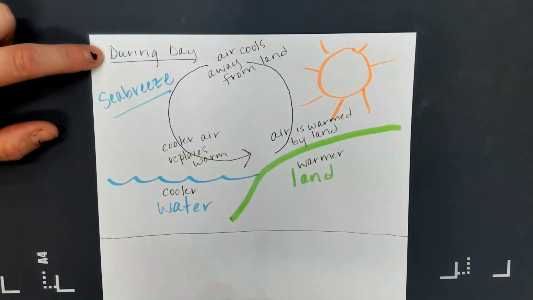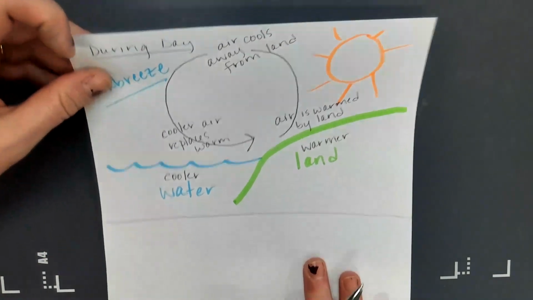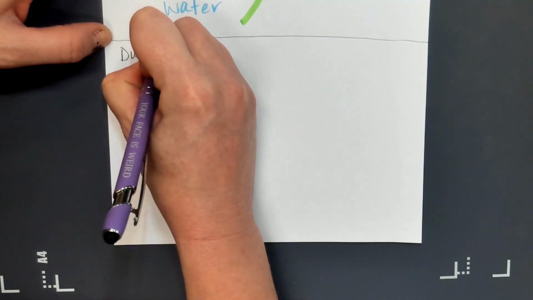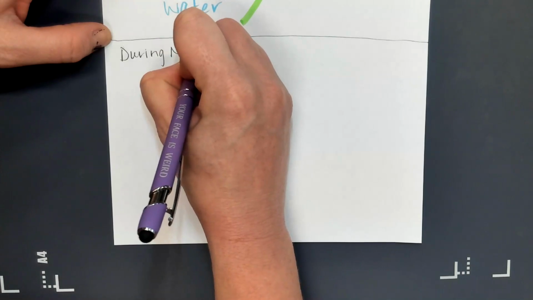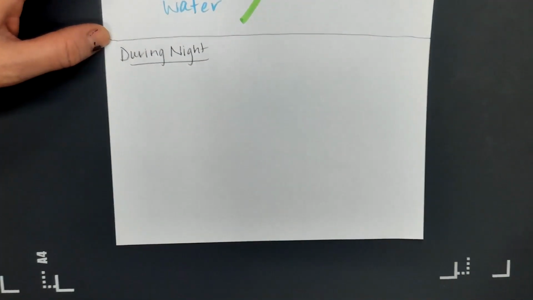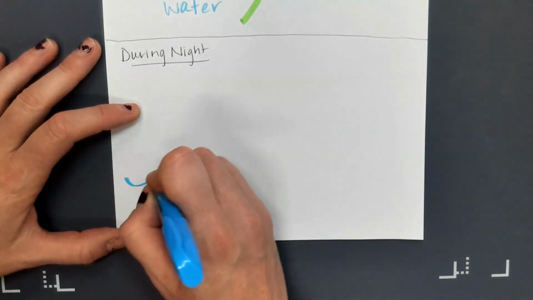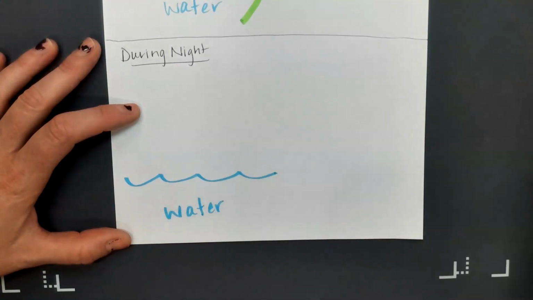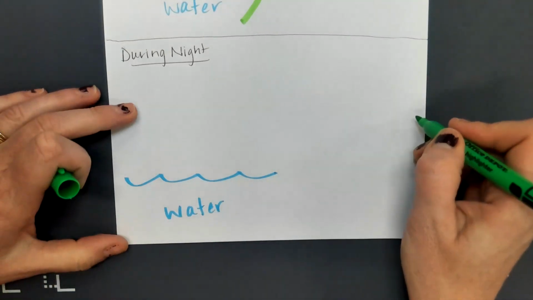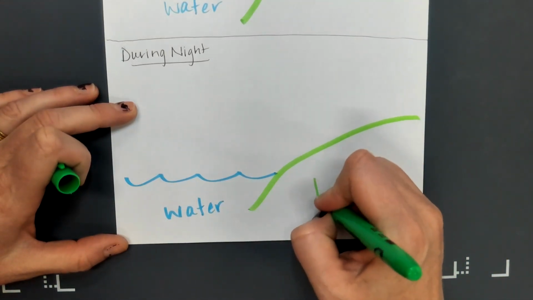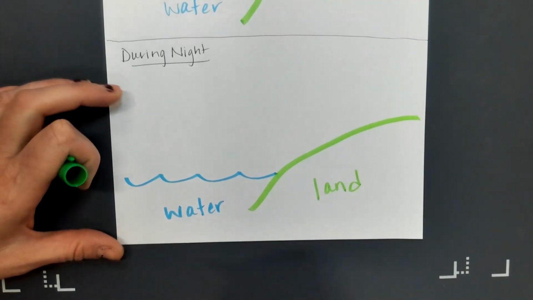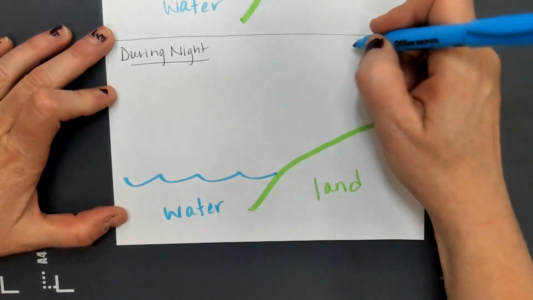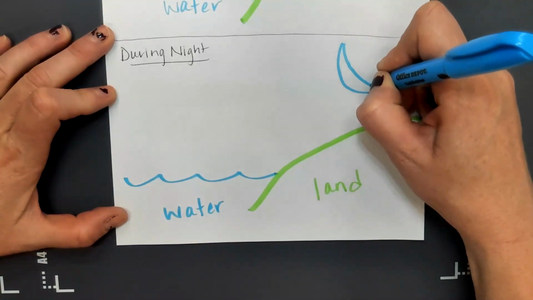Okay, so now let's change it up. What happens during the night? Now we're going to write what happens. So I'm going to set it up the same. We're going to have water, we've got land, and instead of a sun, I'll draw the moon, just to symbolize that it's nighttime.